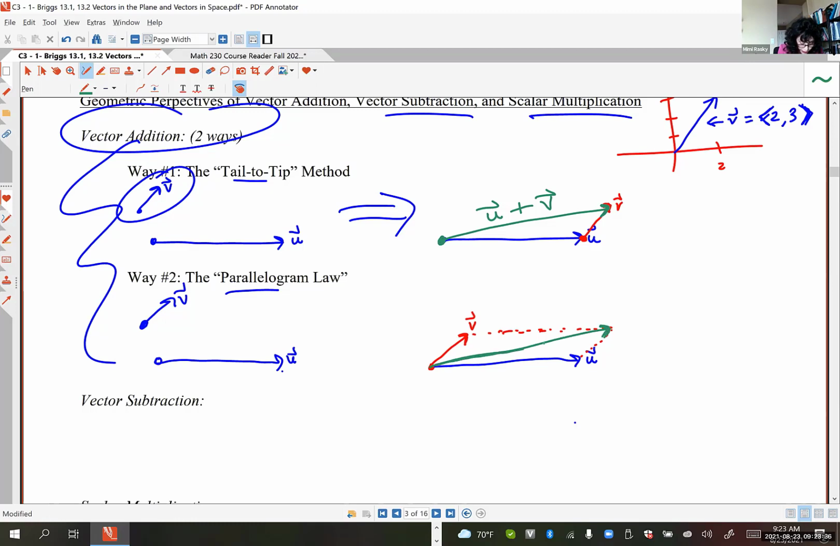That's the diagonal of the parallelogram. And I hope you see that both of these u plus v's are essentially the same. Which one's better? They're both the same. Which way is better? They're both fine.